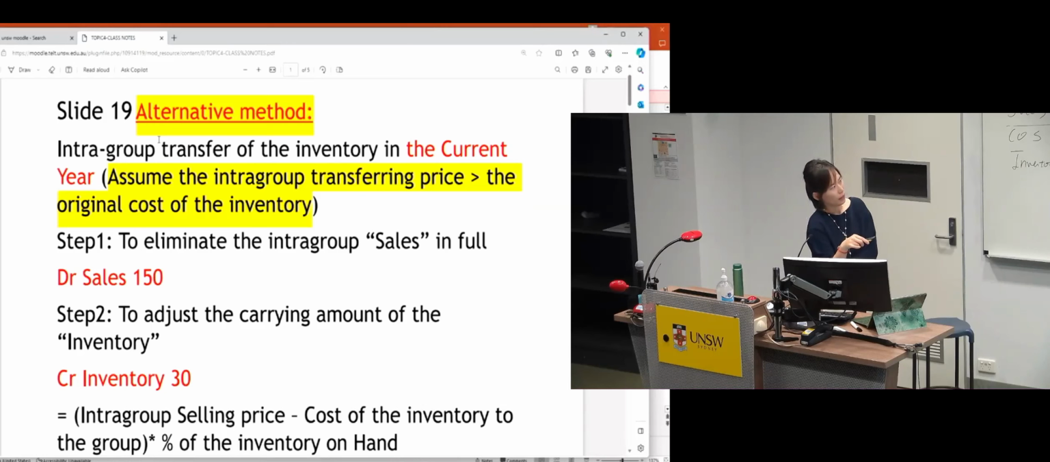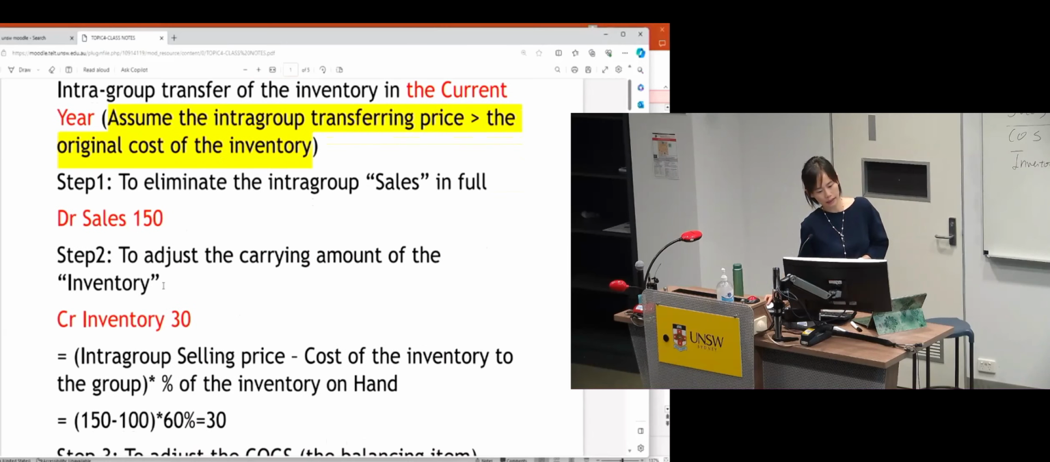Now the first step is to eliminate all the intragroup sales revenue in full, regardless whether the inventory is partly sold or completely sold or remain unsold, doesn't matter. So debit sales, and this information 150 is readily available, right? Now then moving on to step 2 is to adjust carry amount of inventory. So the inventory of the 30 should be adjusted here based on the profit from the intragroup sale. The profit is equal to intragroup selling price minus the original cost, okay?